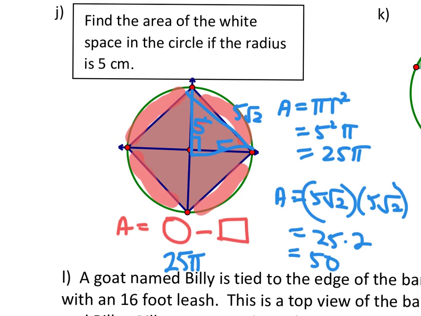So altogether the area will be 25 pi, take away 50 square centimeters. So that's the remaining section in there.